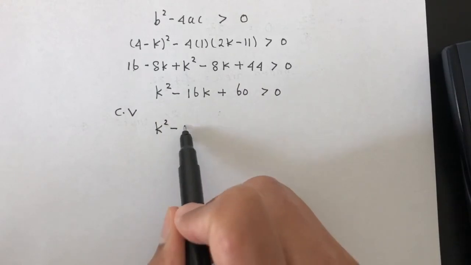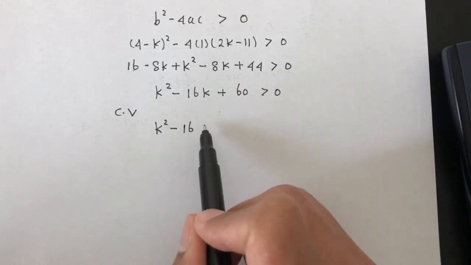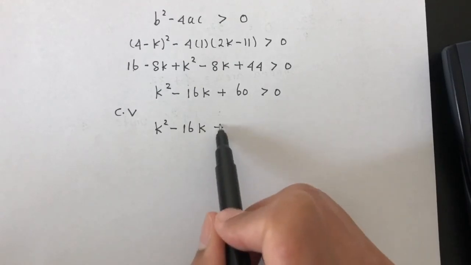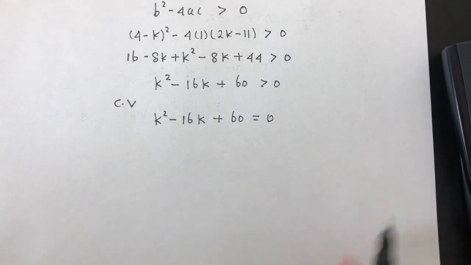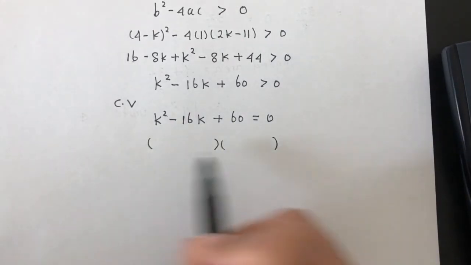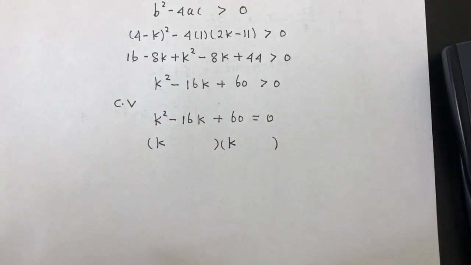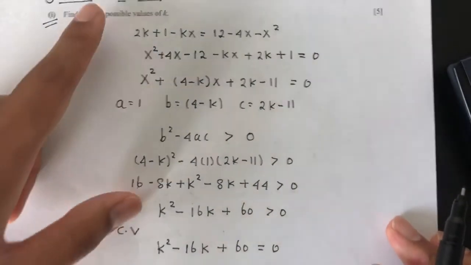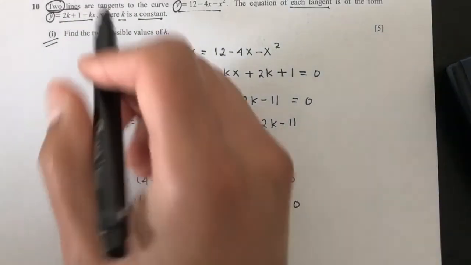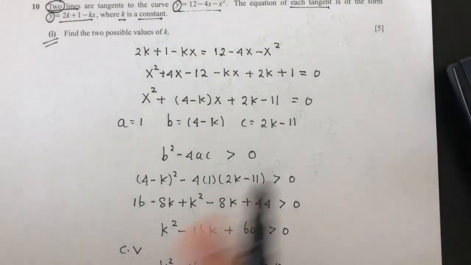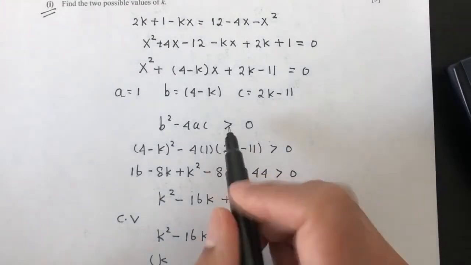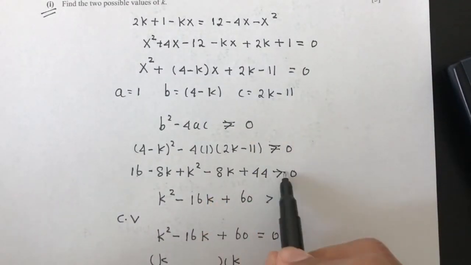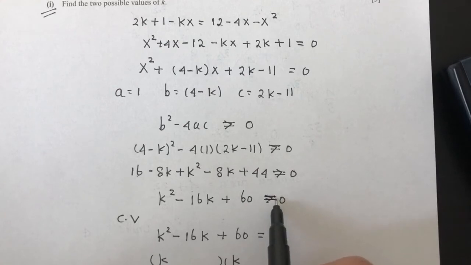So k squared minus 16k plus 60 is equal to 0. So let's see what happens here. So you will have bracket k. Oh, I see. I made a mistake here, because whenever you have a tangent, it means that it meets at one point. It has to be equal to 0, not bigger than, because a tangent meets at 1 point, not at 2 points. Sorry. So that has to be equal to 0, not more than 0. And that's the only mistake I made here. So write this down, equal to 0.